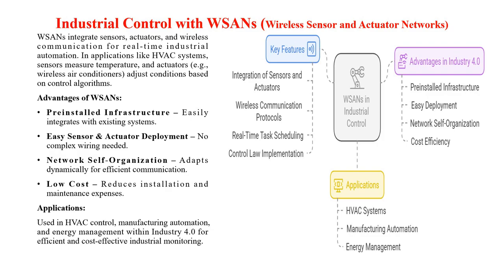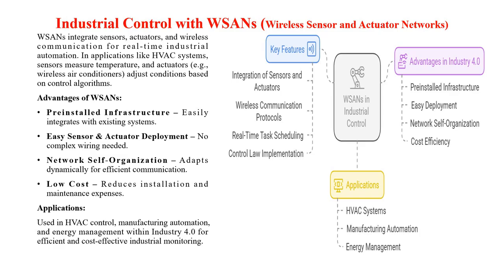Now you have industrial control with WSANs, that is the wireless sensor and actuator networks, which enhance industrial monitoring and control by integrating the sensors, actuators and wireless communication protocols for real-time automation. These networks are widely used in industrial applications such as HVAC, that is heating, ventilation and air conditioning systems, where sensors measure parameters like temperature and the actuators, for example wireless air conditioners, adjust the conditions accordingly.